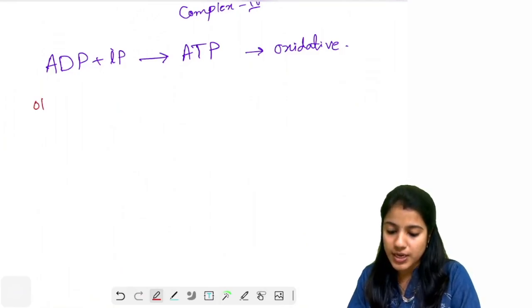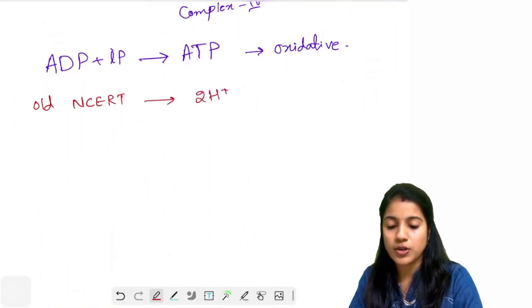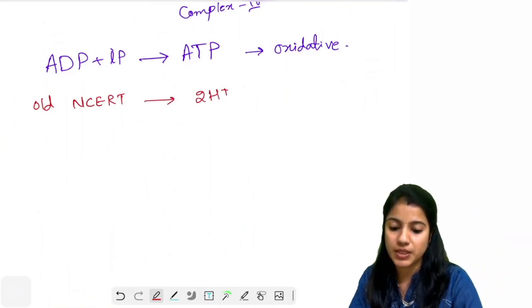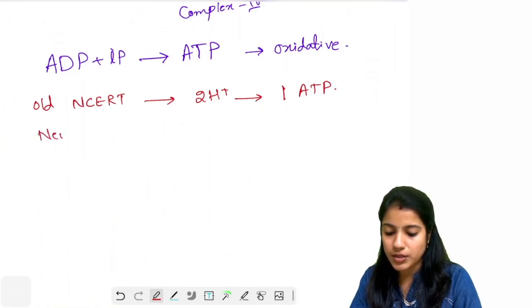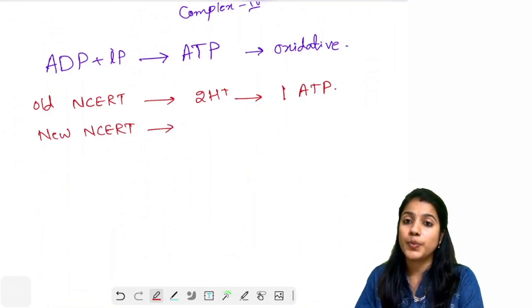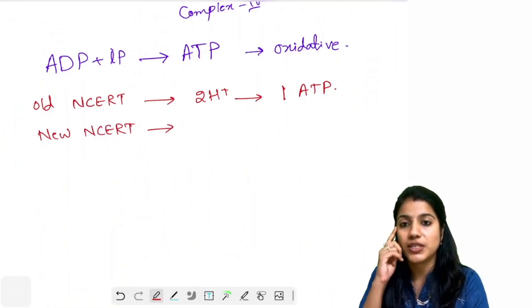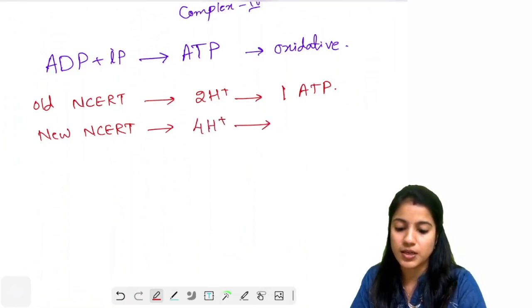In our old NCERT, it was said that when two protons travel through the ATP synthetase molecule, it results into one ATP molecule. But now, according to the new NCERT, in the diagram it is written 2 protons, but in the explanation, it is written 4 protons. So, 4 protons result into 1 ATP.